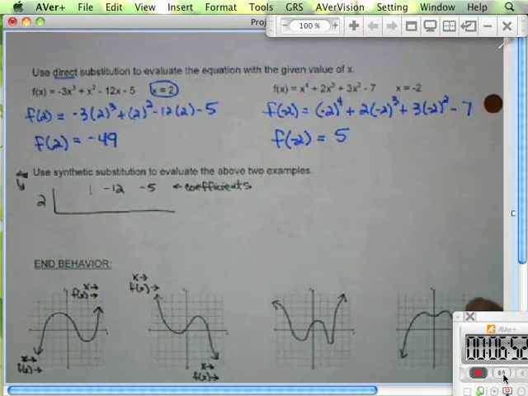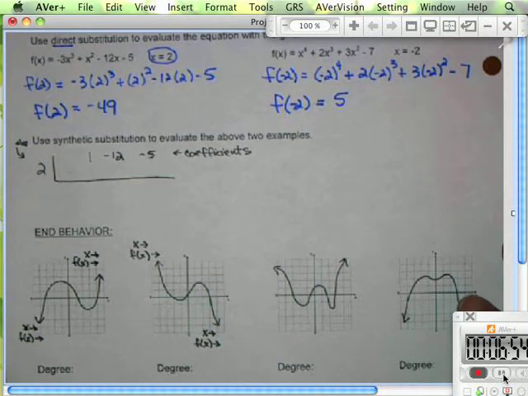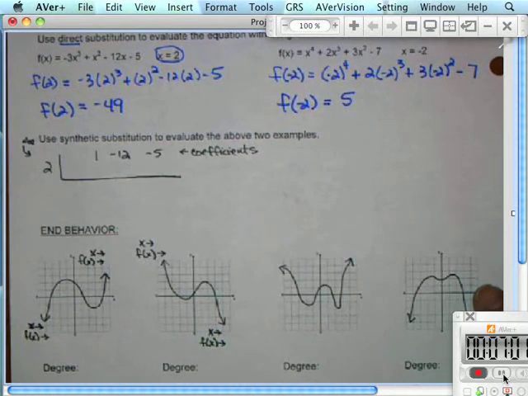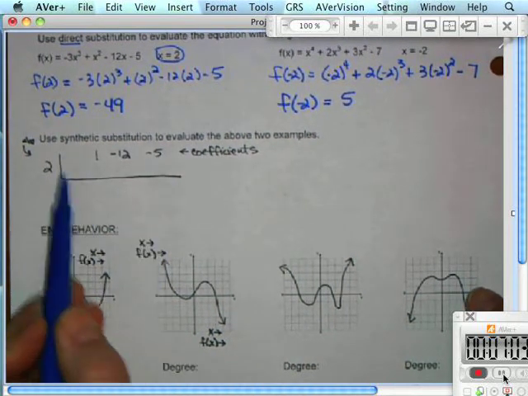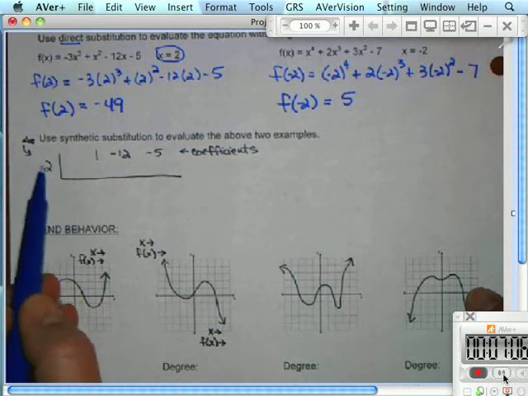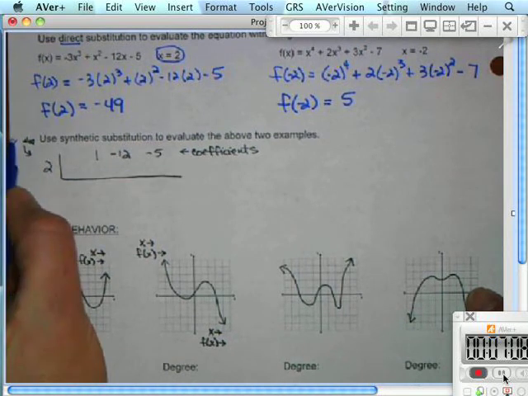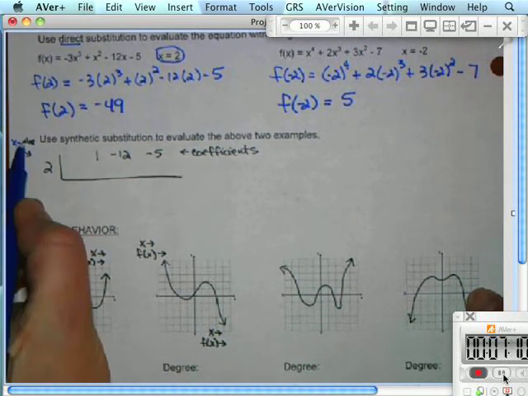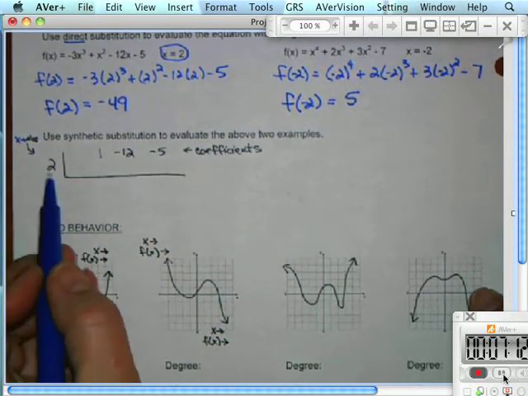Now we're going to learn a new way to evaluate. It's called synthetic substitution. It's pretty cool, actually. I haven't used it in a long time, but I like it. And this is how you would set it up. You draw like this little sideways L. On the outside of the L, you can't read that, you put the x value, which is 2, right here.